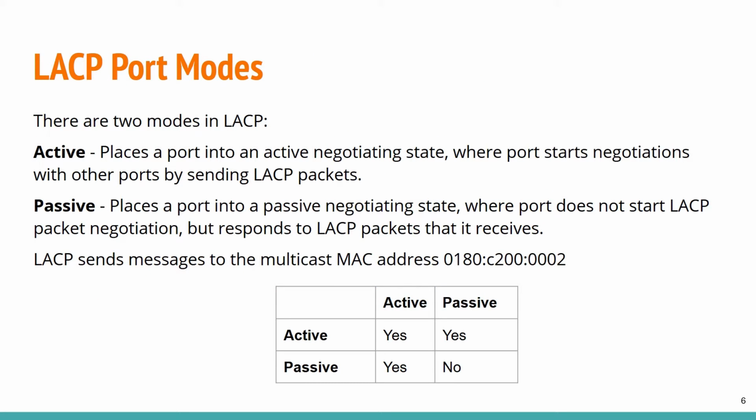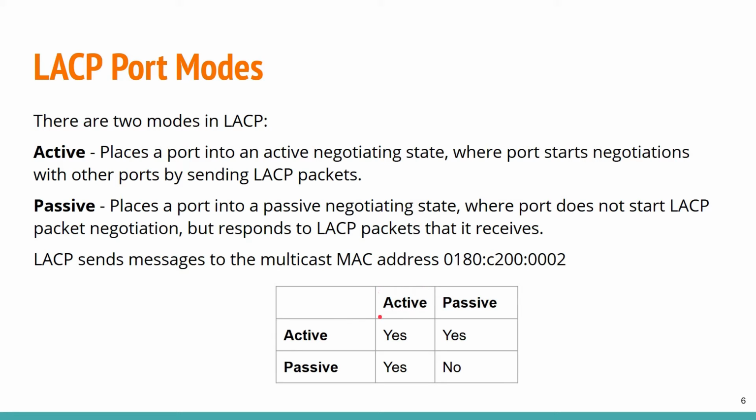There are two modes in LACP. The first one is active, which places a port into an active negotiating state. The port starts negotiations with other ports by sending LACP packets. The second one is passive, which places a port into a passive negotiating state. The port does not start LACP packet negotiation, but responds to LACP packets that it receives. LACP sends messages to the multicast MAC address 0180C2000002.